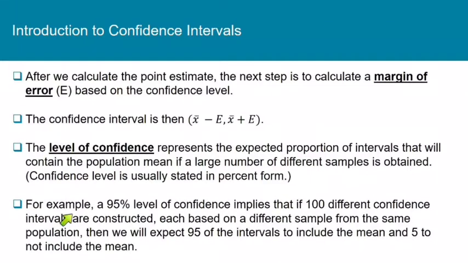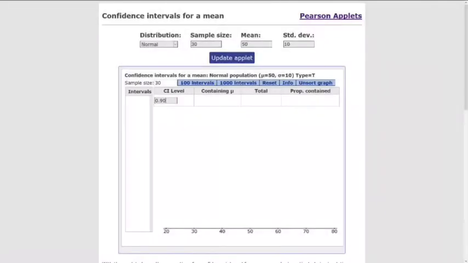So for example, a 95% confidence level implies that if 100 different confidence intervals are constructed, each based on a different sample from the population, then we could expect about 95 of the intervals to include the mean, and we would expect that about 5 of them would not include the mean. Let me show you what I mean. Now, I've pulled up the confidence interval applet that comes with your textbook.